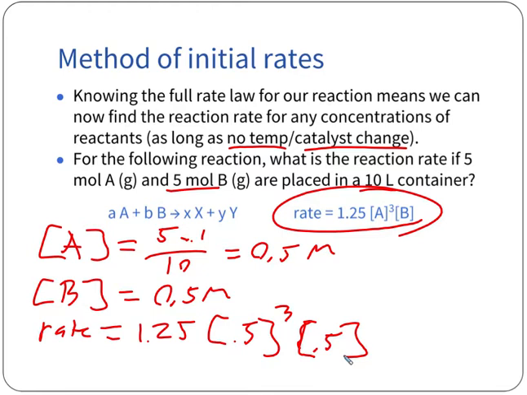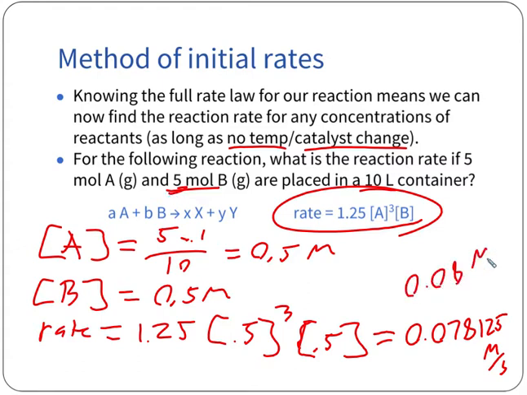Now we just have to do the math right here, and let's see what we get. We multiply those out. I get 0.078125 molar per second because it is a rate. Sig fig wise, we've got 1 sig fig on like everything here, so it'll just be 0.08 molar per second is our reaction rate for starting the reaction with 5 moles A and 5 moles B in a 10-liter container. So we can find that instantaneous reaction rate just like that.